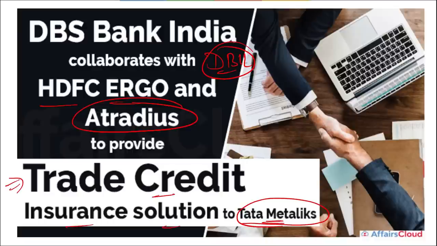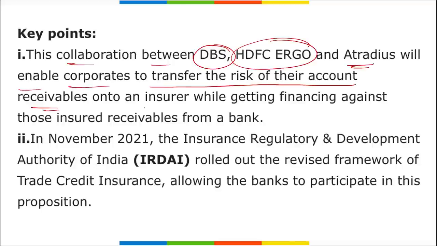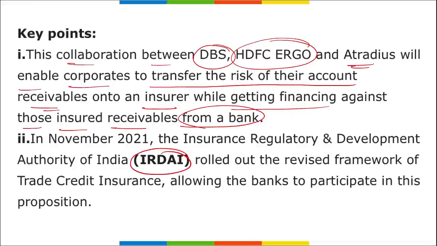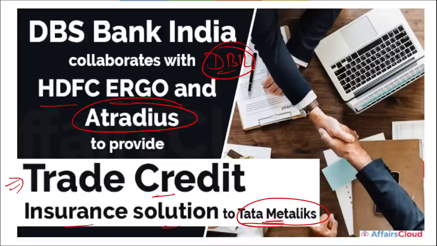All right, and remember this deal is among the first to offer leveraged trade credit insurance. Apart from this, this collaboration between DBS, HDFC Ergo and Atradius will enable corporates to transfer the risk of their account receivables onto an insurer while getting financing against those insured receivables from a bank. Also, IRDAI has rolled out the revised framework of trade credit insurance, allowing banks to participate in this proposition. So coming back, what three organizations you need to remember: DBS, HDFC Ergo and Atradius. And what they will be doing together is providing trade credit insurance solutions to Tata Metaliks.